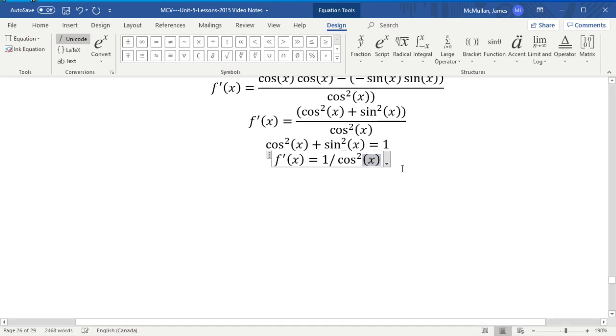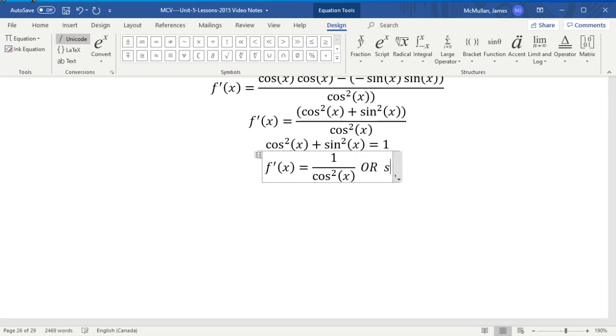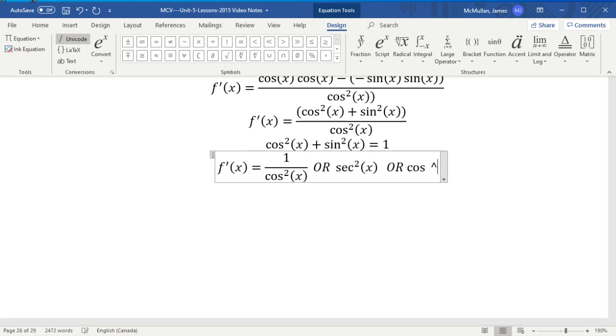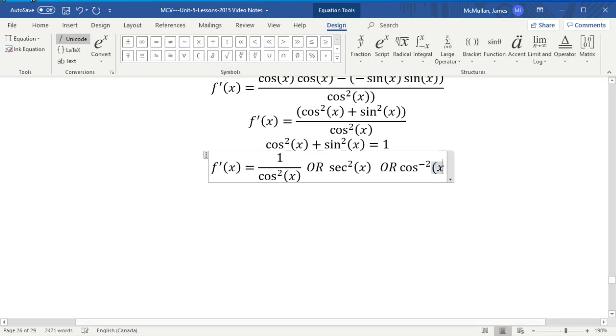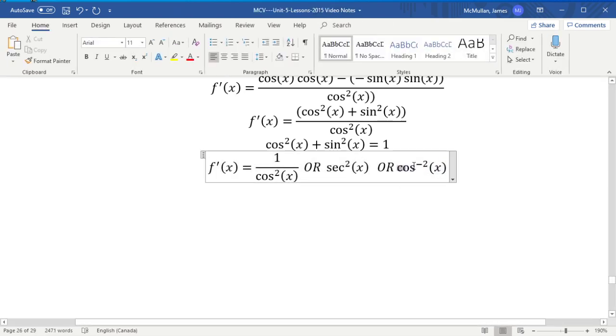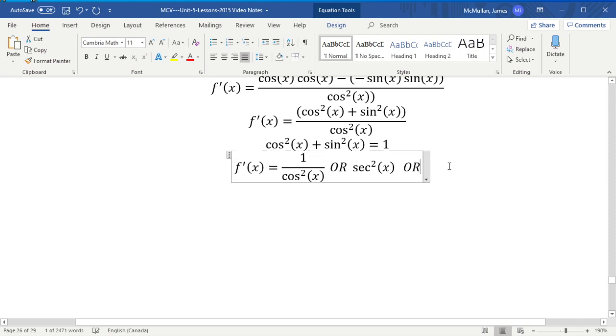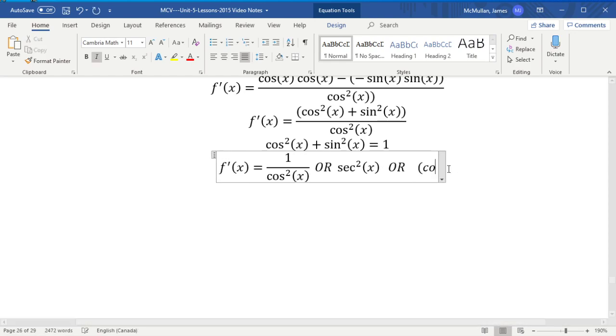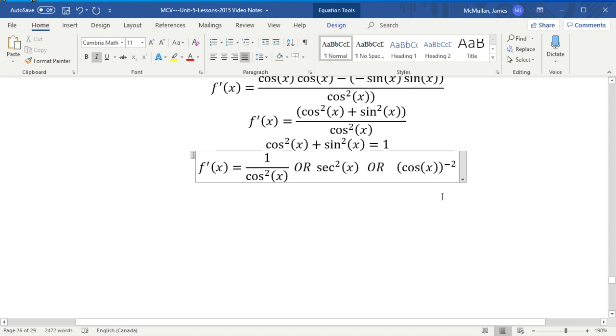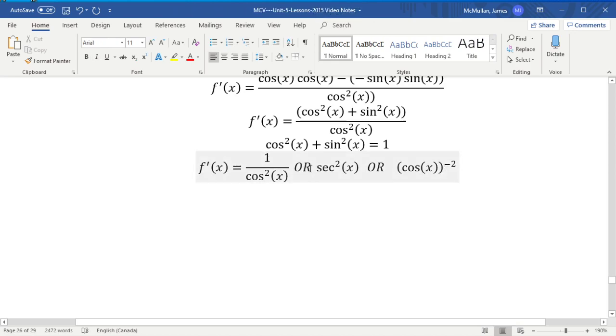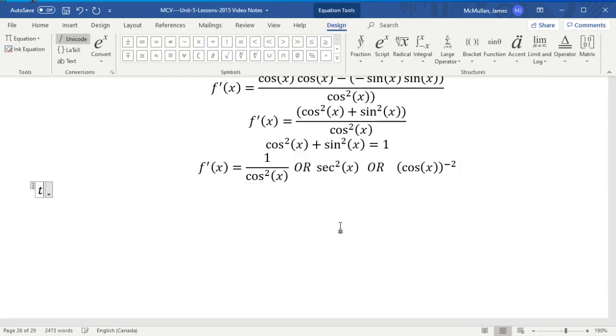Now, you are free to write this in a couple of different ways. You can write it as secant squared x, or you can write it as cos to the power of negative 2x. But I actually wouldn't recommend this one because you might mix that up with inverse cos. It'd be a bit easier to understand as cos x to the power of negative 2. So usually secant is the easiest one to do.